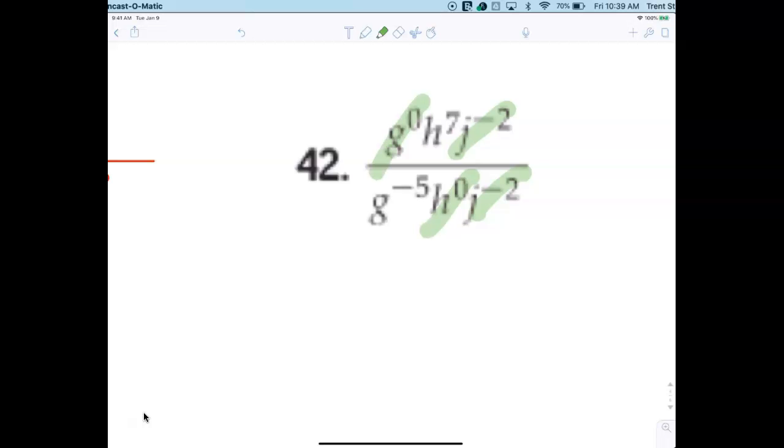Beautiful. But then you have to do the G to the negative 5 to get to the G to the 5th. A, B, C, D, E, F, G. Okay, G's first, and then you go H7, and that's your answer. You can put a 1 on the bottom, but is it necessary? No. Good.